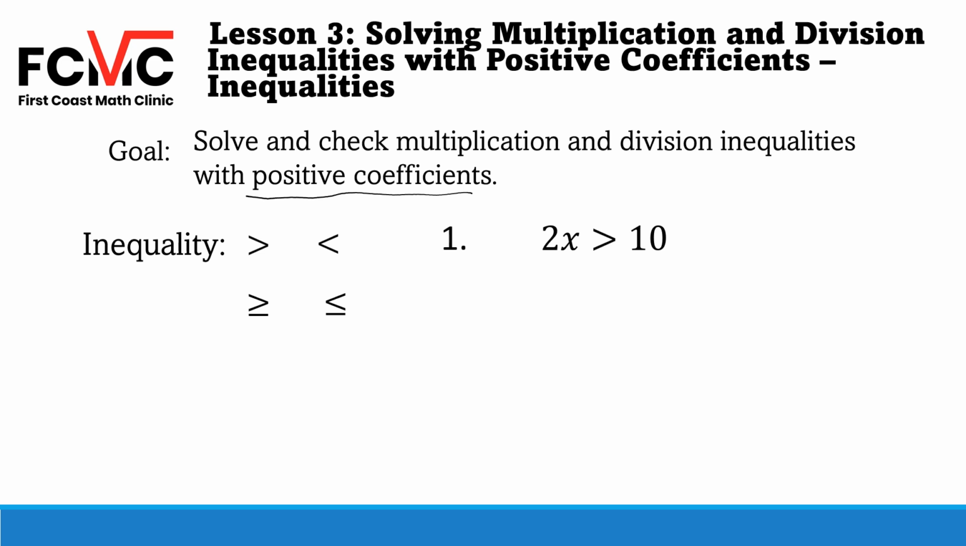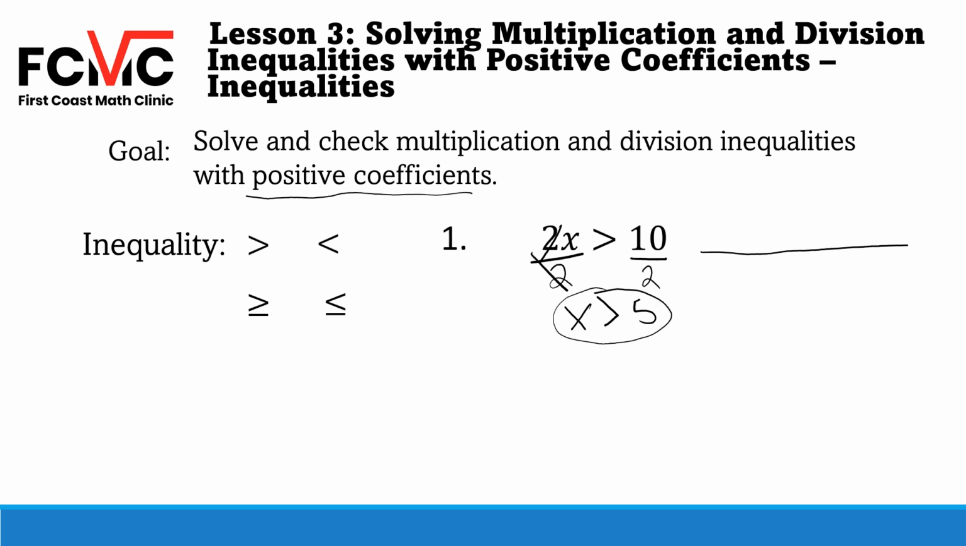So I've got 2x is greater than 10. Well, I want to get that x by itself. So how do we get the x by itself? We want to use our inverse operation. Our inverse operation of multiplying 2 and x is division. So let's divide by 2, divide by 2. 2 divided by 2 is 1. I don't need to write the 1 in. So I get x is greater than 5. So this is my solution set. X is all values greater than 5.